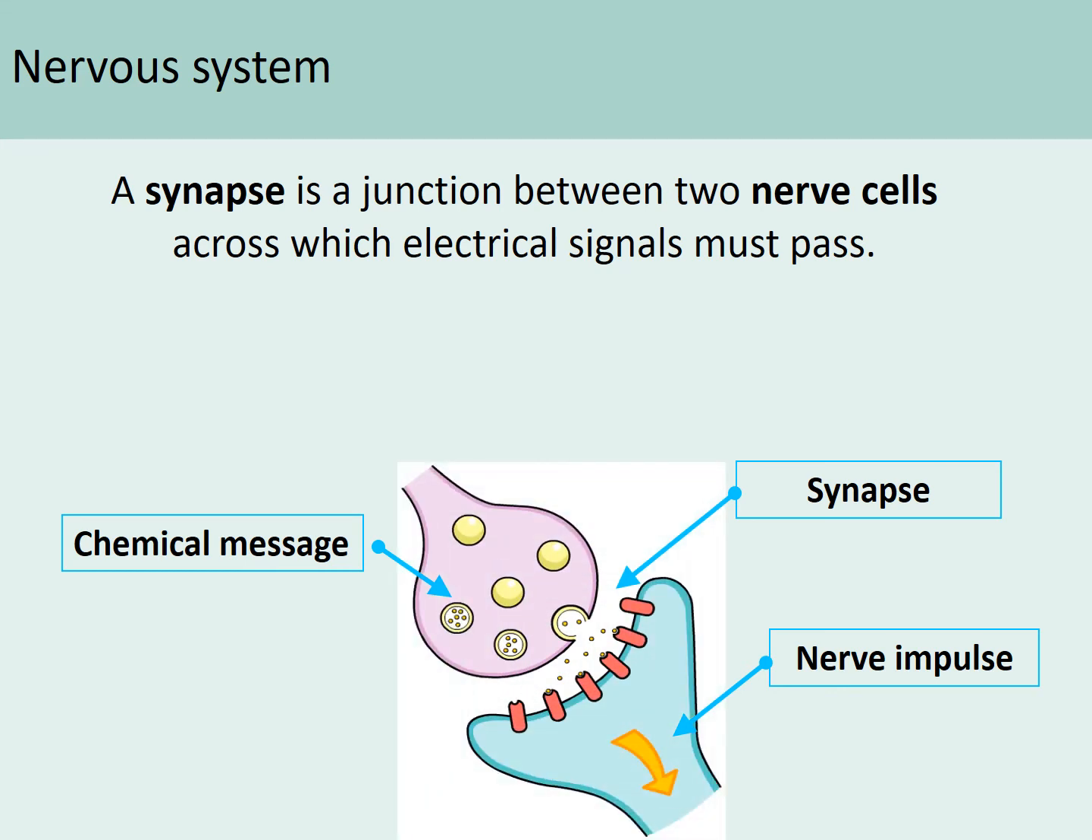So here is a diagram. The purple part is one neuron, the blue part is the next neuron, and when the electrical impulse gets to the end of the neuron, it releases a chemical message into this gap between those two neurons, and it's that gap that is called the synapse. That chemical message will diffuse across that gap and will trigger the next neuron to start the electrical impulse again.